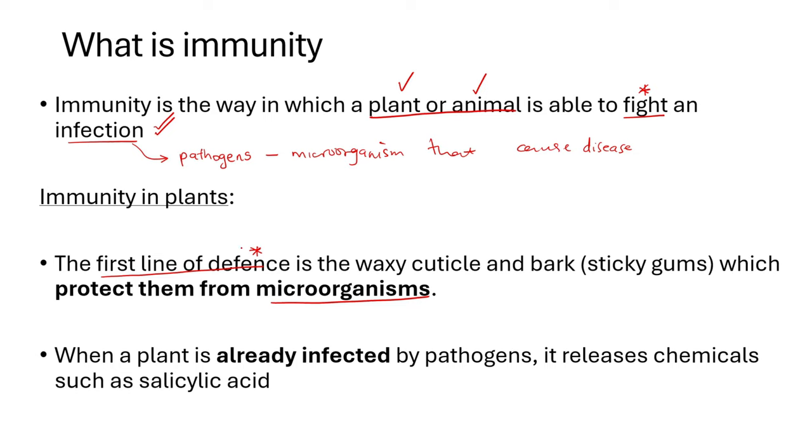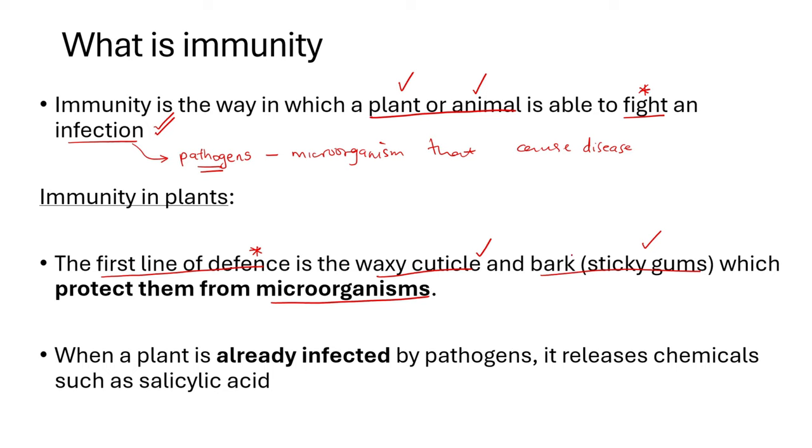All right. So now if there are bacteria or microorganisms that can cause disease, or pathogens, the moment they try to enter into a plant, there is a first line of defense, which is a waxy cuticle, and a bark which secretes sticky gums. Do you know that a waxy cuticle is just that layer that surrounds the leaves of the plant? A waxy cuticle also prevents water loss as well. So just know that a waxy cuticle and the sticky gums of a plant will defend against microorganisms entering.